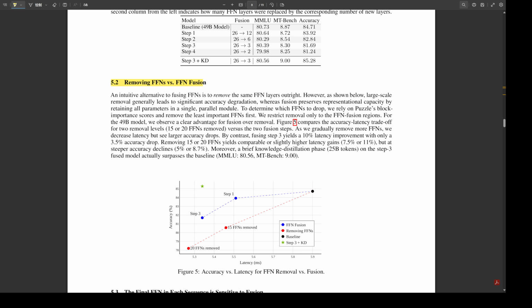Now, another interesting observation in the paper was this sensitivity of the last FFN layer in a sequence to fusion. Oh, yeah. Section 5.3 talks about that. What did they find? They found that fusing the very last FFN layer in a sequence often led to a bigger drop in accuracy compared to fusing the other layers. Right. So why is that? It seems like that final FFN layer plays a unique role. Okay. It might be doing something special that the other layers aren't doing. So messing with it has a bigger impact.